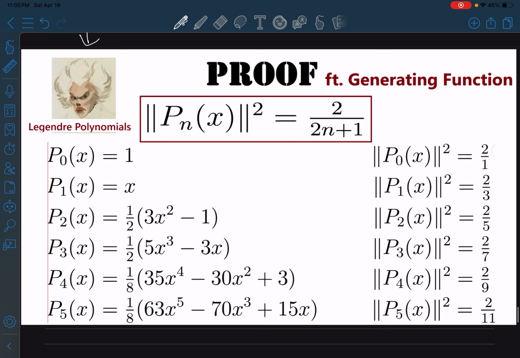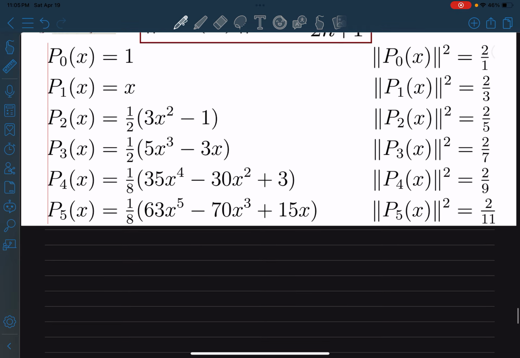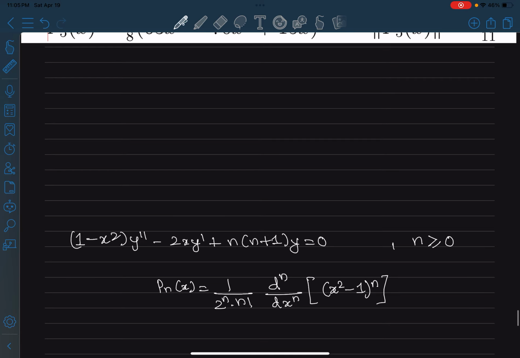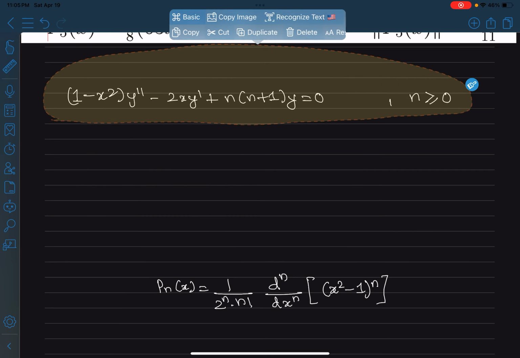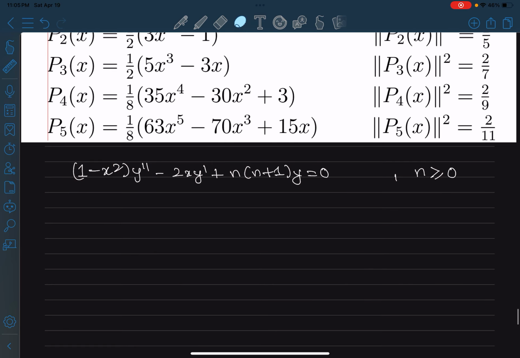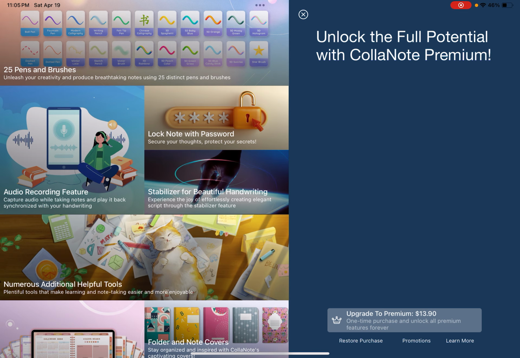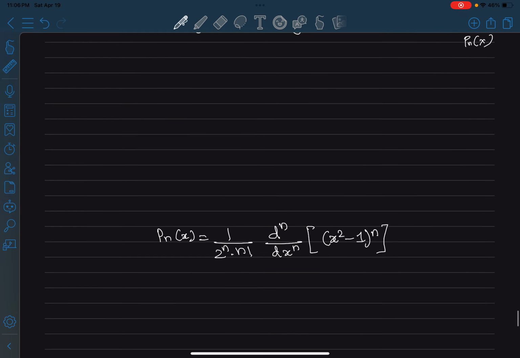Just before we go, let me tell you what Legendre polynomials actually are. Initially, Legendre polynomials were defined to be the solutions to this differential equation as you see over here: 1 minus x squared y double prime minus 2x y prime plus n times n plus 1 y equals 0, for any positive n. And the solution for some n is defined to be the Legendre polynomial P sub n of x.